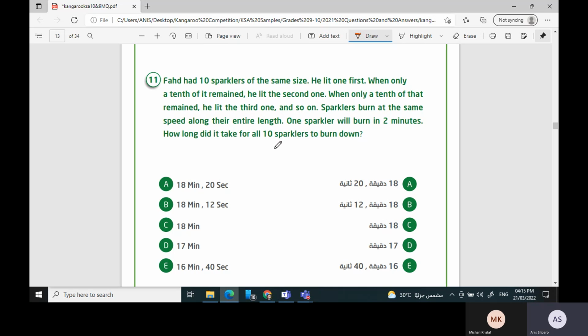So let's draw some ideas. I have sparkles here, and so on till 10. Sorry for the bad drawing. First, we have to find the 1/10 of 2 minutes. Okay, not 1/10. Look, we are going to lose 9 over 10 of the sparkle and be left with 1 over 10. So the real question is, I don't care about the 1 over 10 of the sparkle because it will be burning when I light the next one. Okay, got the idea?